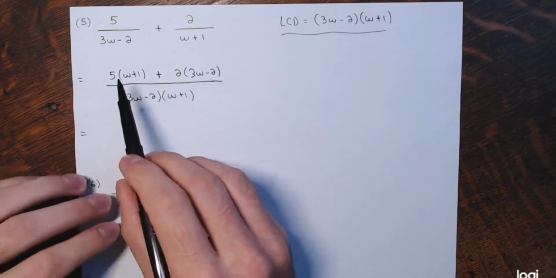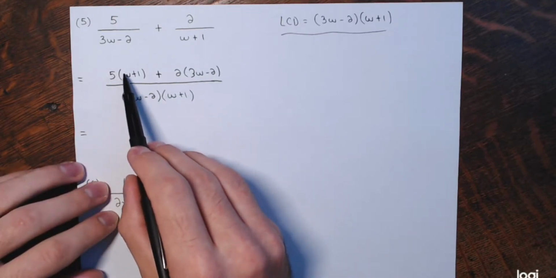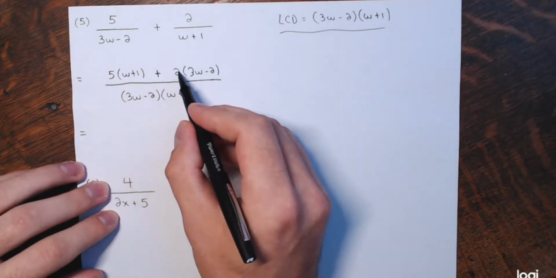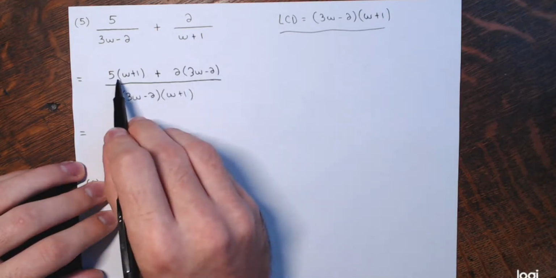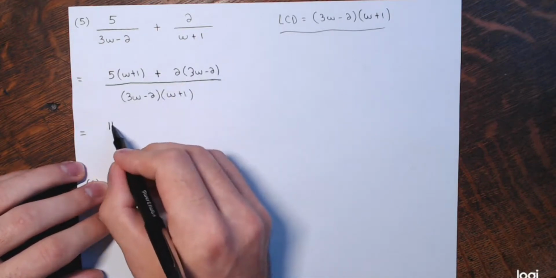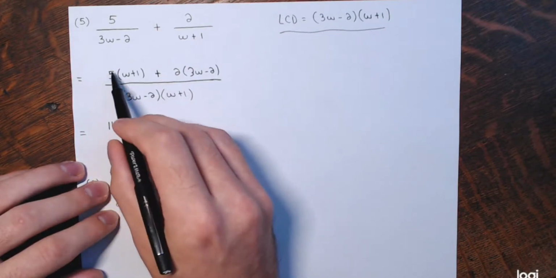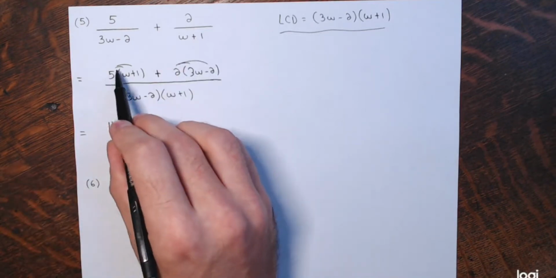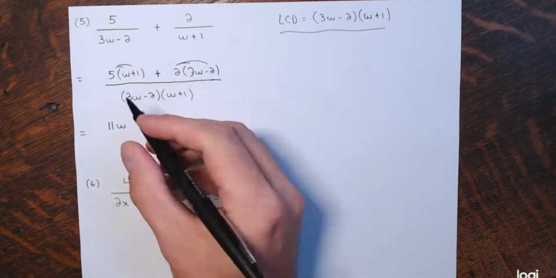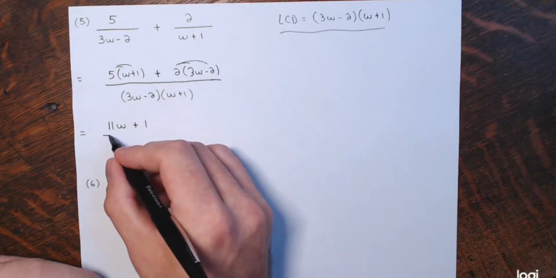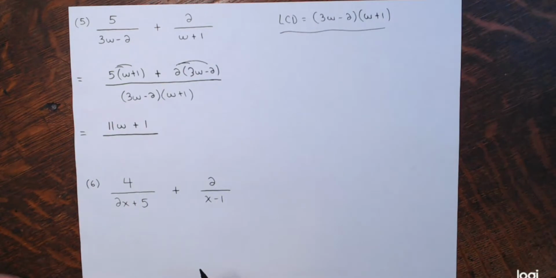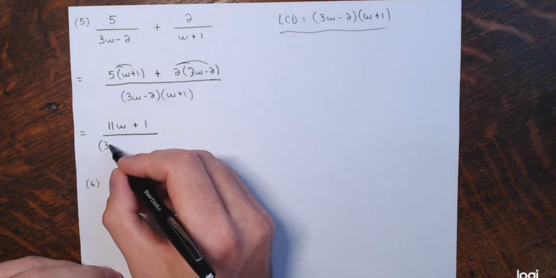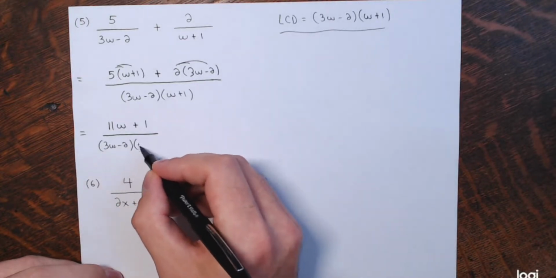Alright, then simplifying, we have 5w plus 5 plus 6w minus 4. So we have 5w plus 6w, that's 11w. And we have a positive 5, right, after distributing, and then a negative 4. Positive 5 plus negative 4, that'd be positive 1. So the numerator is just 11w plus 1. And the denominator is still this LCD, 3w minus 2 times w plus 1.